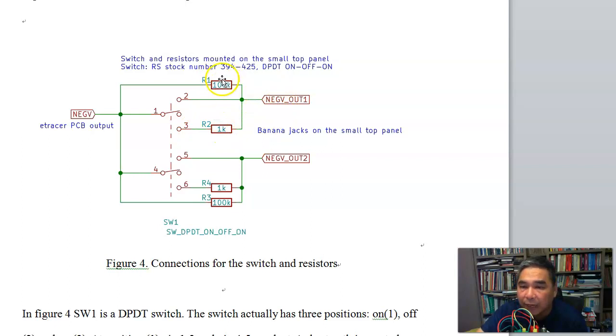Because this is very high compared to the 1k resistor, the equivalent resistance will be very close to 1k ohms. And the same thing here, because pin 4 and pin 6 are shorted, these two resistors are connected in parallel, so there will be an almost 1k ohm resistor between this negative voltage output and the banana jack on the top plate.